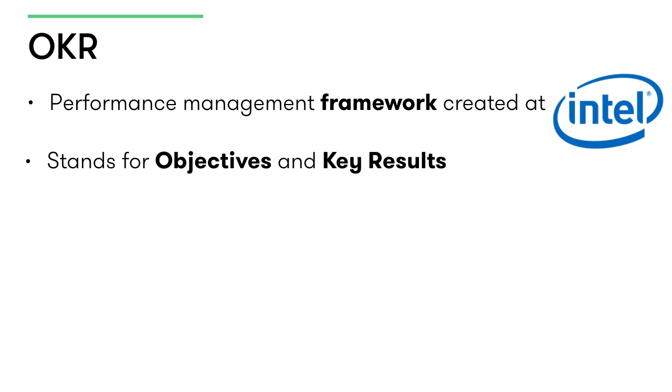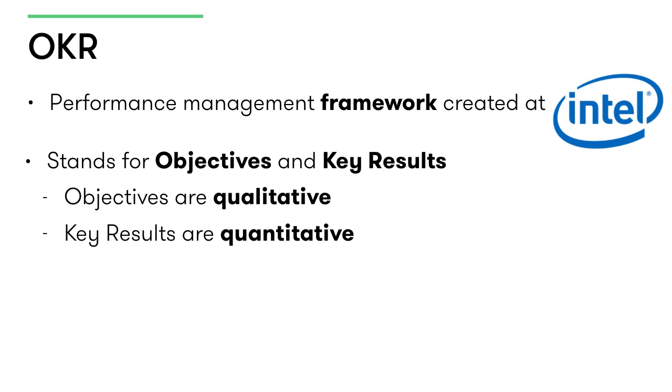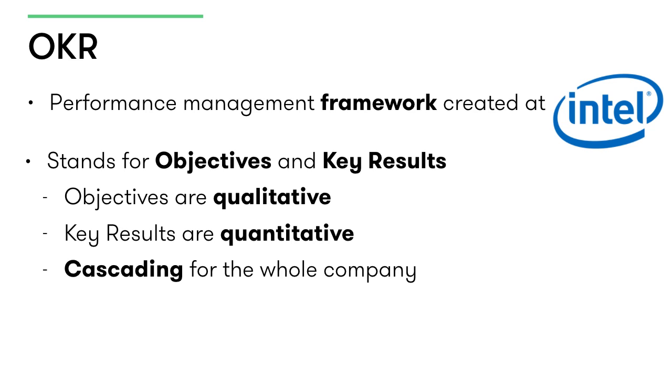OKR stands for Objectives and Key Results. The objectives are qualitative, so they describe what you want to achieve. And the key results are quantitative, so you're going to have metrics to measure them. It's measurable, right? And why is it so powerful and so good for alignment, which I'm going to talk about later? It's because you cascade them for the whole company. You start by defining one or more OKRs for the whole company, and then based on that, you define OKRs for groups, like teams or departments, whatever it is in your company, and then you do it for individuals.